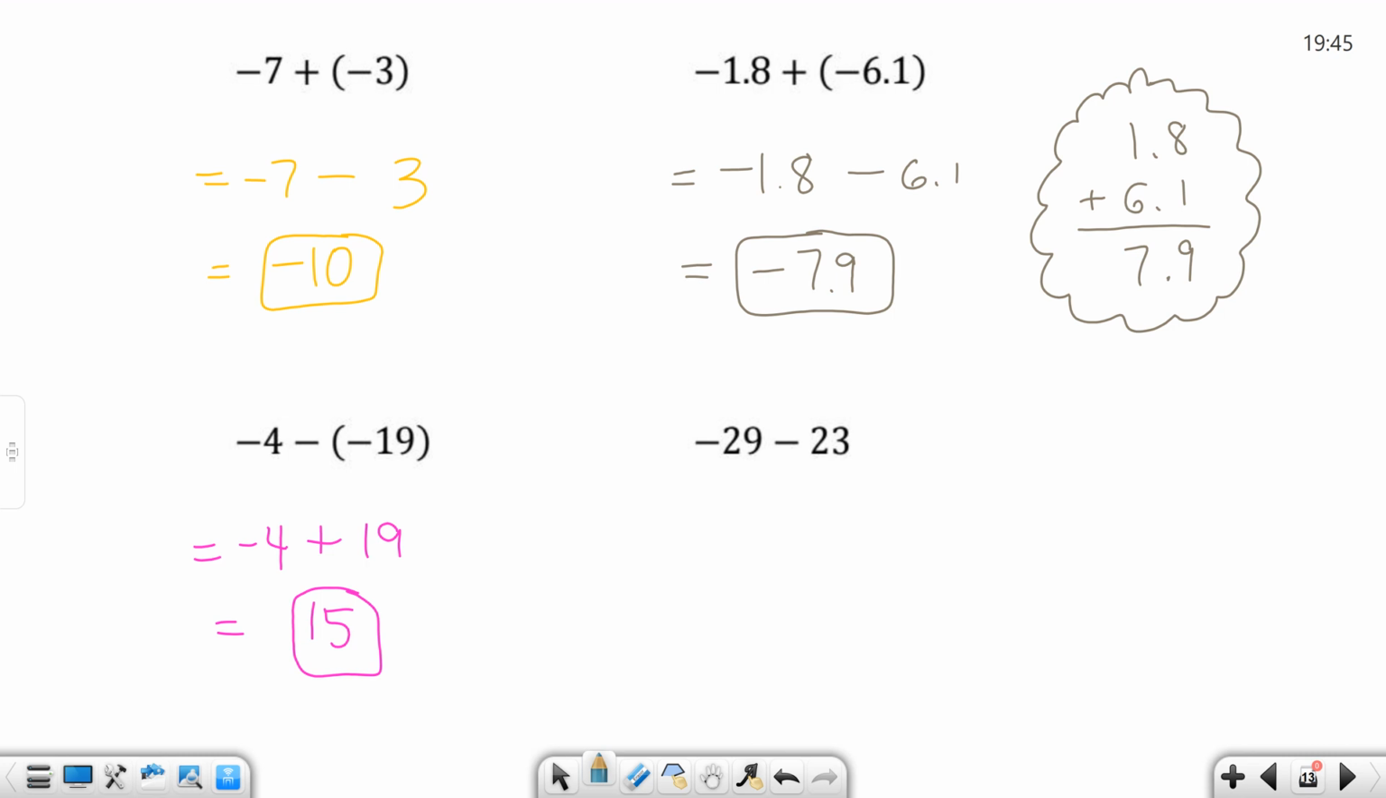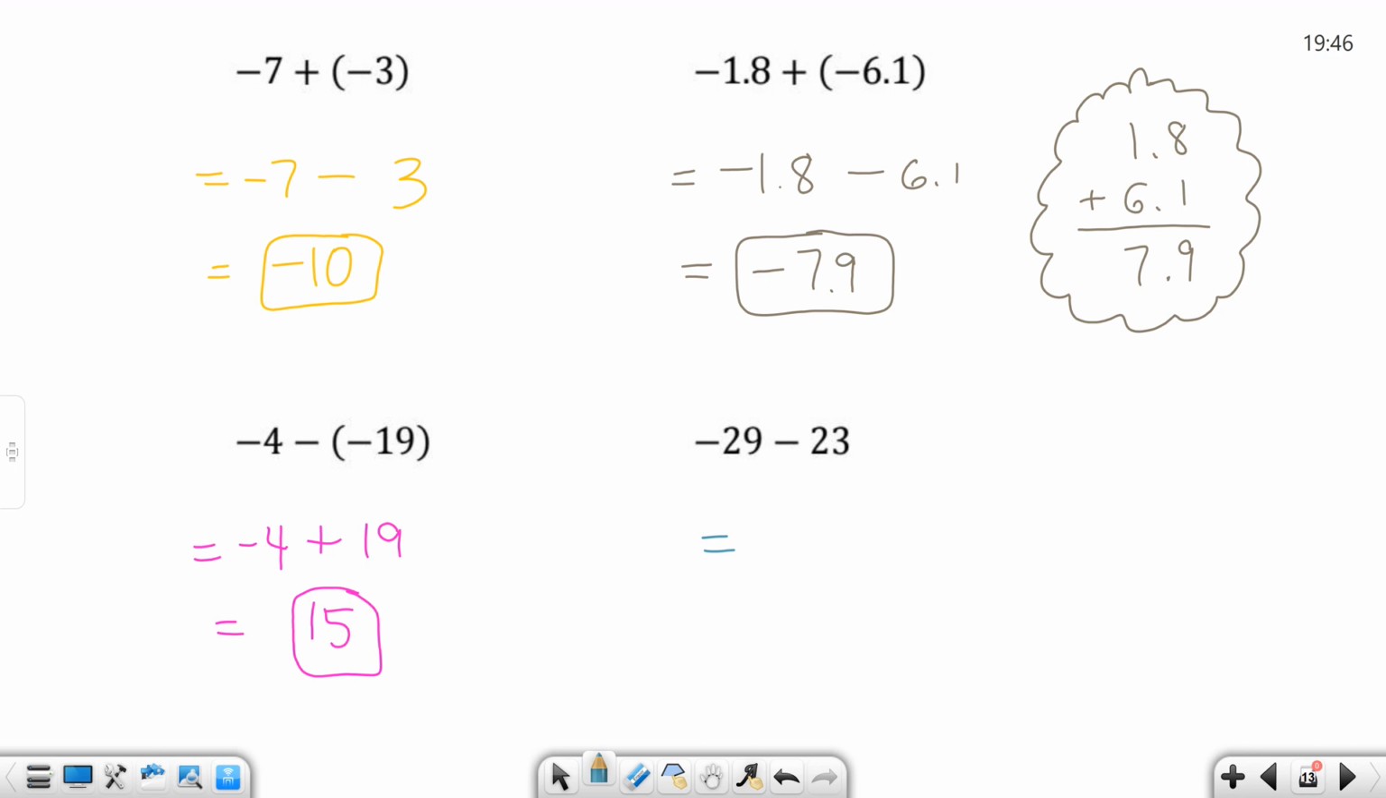And the next one, negative 29 minus 23. Now, do I need to rewrite this one? No. There's only one sign with each number. I only rewrite it when there's multiple signs with a number or a term. So here, this one's already ready to go. They're both negative, so what do we do?